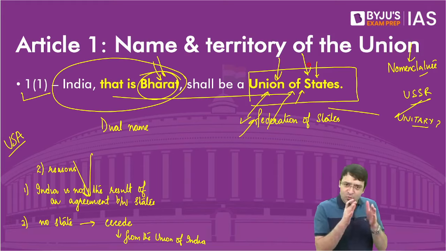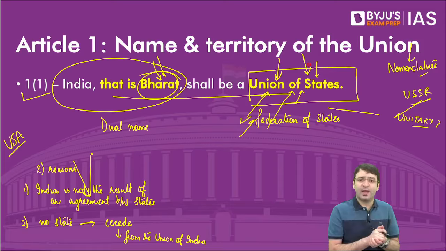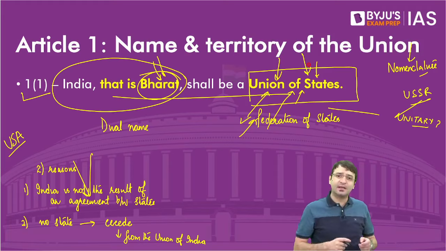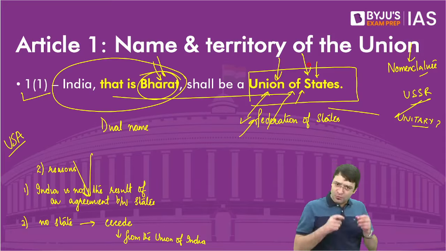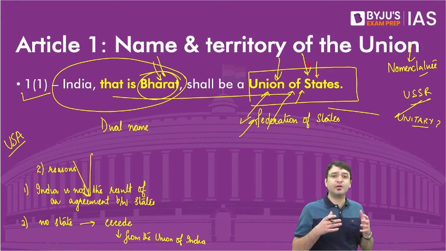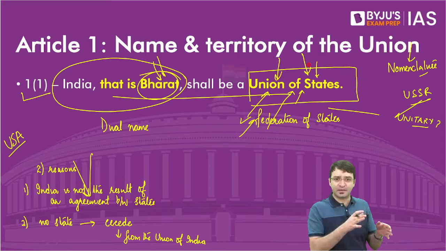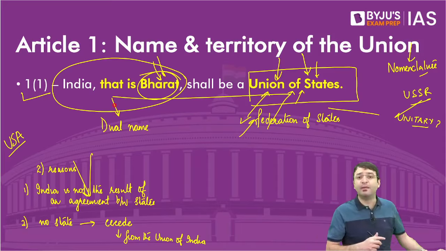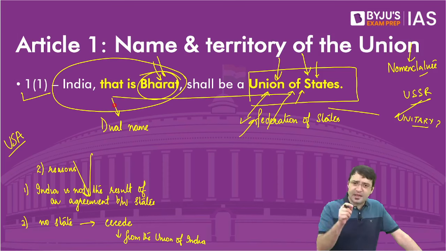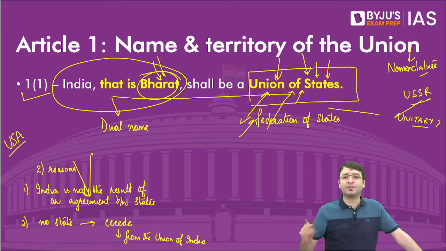So part 1 of the Constitution, where we have to discuss Articles 1 to 4. We're discussing Article 1, more specifically Article 1, Clause 1. India, that is Bharat, shall be a union of states. Two things we have to understand here. India, that is Bharat, which means we have a dual name. There are two names for this country, reflecting tradition and modernity. Clear? India, that is Bharat, shall be a union of states.